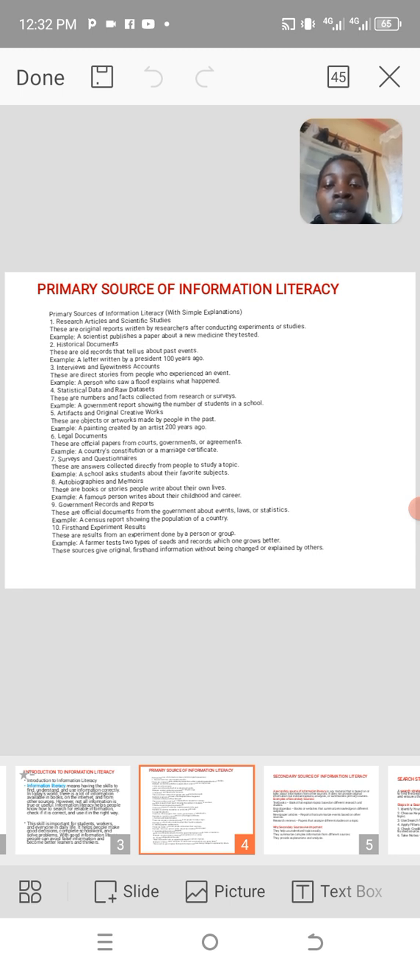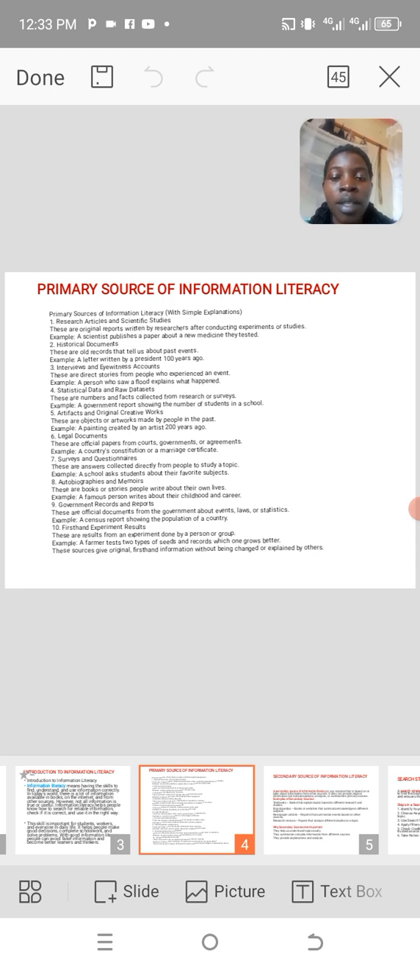Then the last one, we have first-hand experiment results. These are results from an experiment by a person or group of people. For example, a farmer tests two types of seeds and records which one grows better.